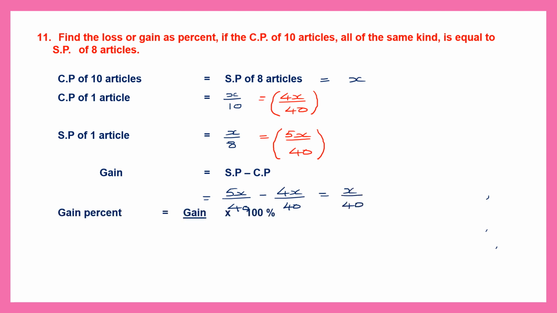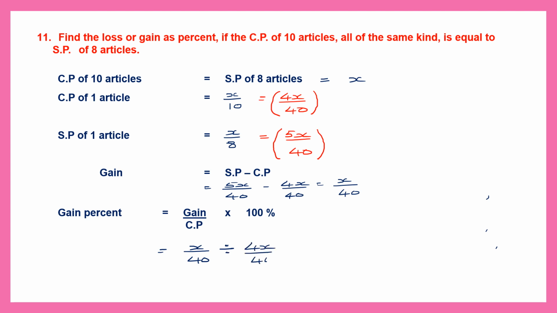Now we can find the gain percent, and the formula is gain by cost price into 100. So gain is x by 40 divided by cost price, which is 4x by 40, into 100%. Let's work this out. x by 40 remains the same. Division changes to multiplication, and 4x by 40 becomes 40 by 4x, into 100%. Now we can cancel 40 and 40, and we can cancel x and x.